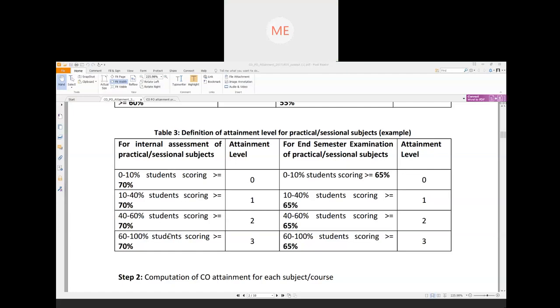Sir, further to this, if I'm given a course and I'm asked to decide the attainment level, could you please kindly give guidelines on how to decide the attainment level? No, that's what I'm saying. It is your board of studies, your senate, who has to decide what attainment level you're defining. But it should be a reasonable, good attainment level which you have to think of.